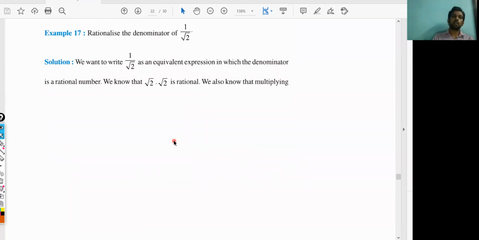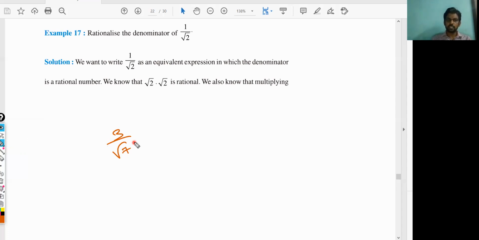Now we come to the rationalization of the denominator. If I'm having a number like 1 by root 2 as mentioned here, or 3 by root 7, I'll take another example. You can see that my denominator is an irrational number. There is nothing wrong in representing a number which has an irrational denominator, but usually in standard form we represent it with a rational one. So we usually make the denominator a rational number.